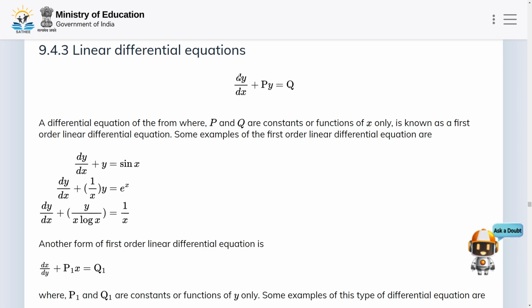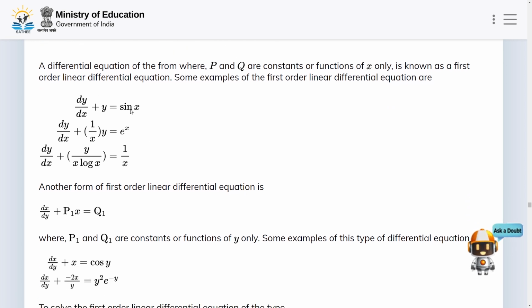First order, why? Because as you can see, the order of this differential equation is 1. So that's why it is a first order linear differential equation. Some examples are dy/dx plus y is equal to sin x. As you can see, p is 1, q is sin x. So p and q can be constants, and p and q can be functions, but the function must be in x only. So dy/dx plus (1/x) y is equal to e^x, and dy/dx plus y/(x log x) is equal to 1/x.